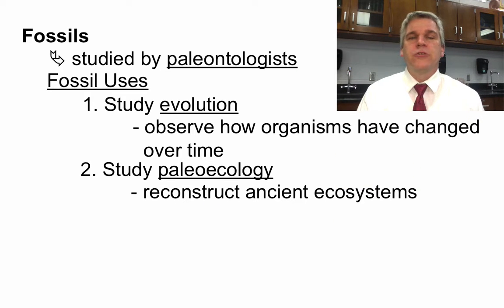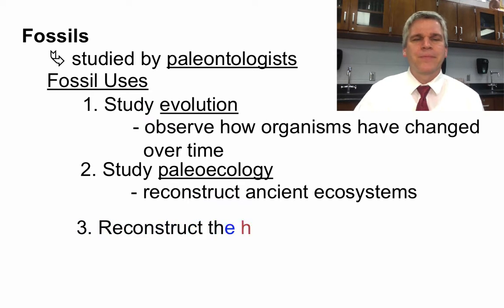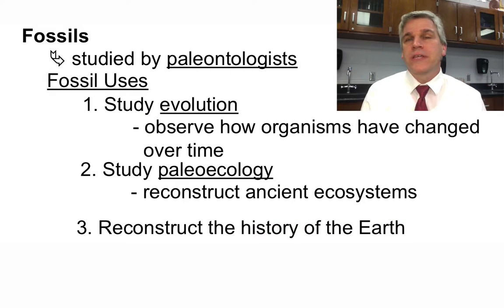We can use this to look at paleoecology. That's a nice fancy word, which means we can take a look at what the ecosystems were like in the past. The Earth wasn't always like it is now. It was very different over the 4.5 billion years. So the fossil record can tell us what types of plants and animals lived during those times. We can use it to reconstruct the history of the Earth.